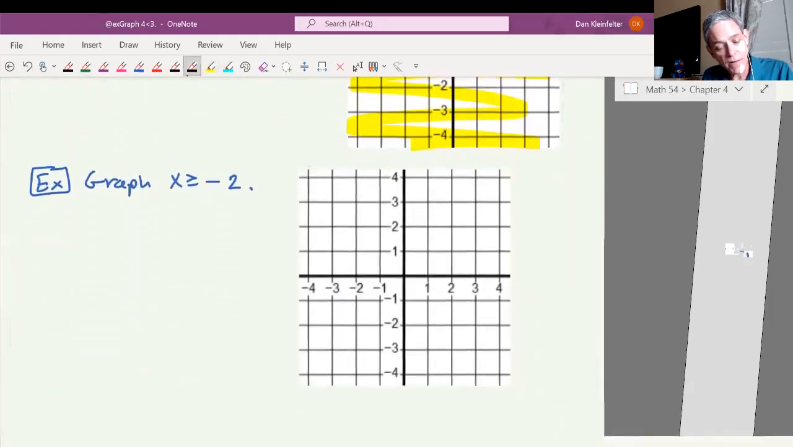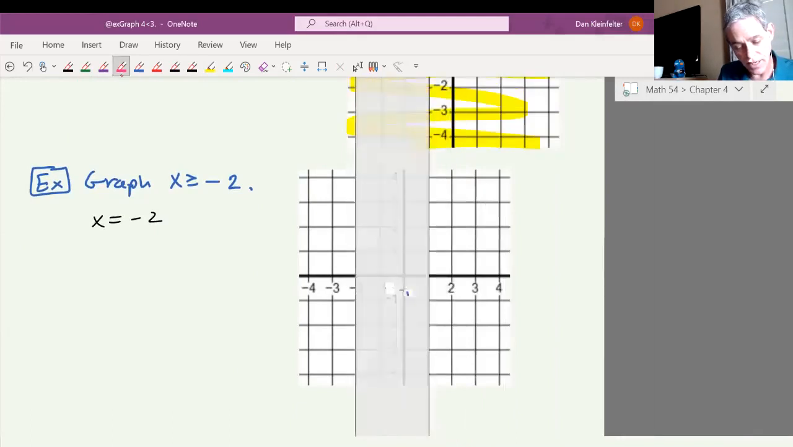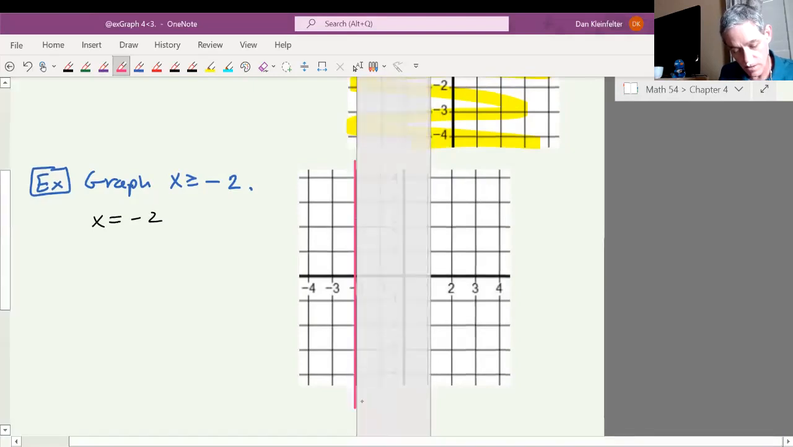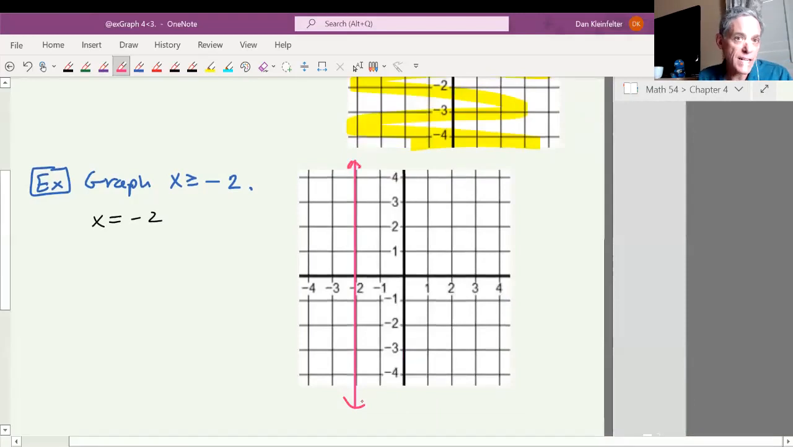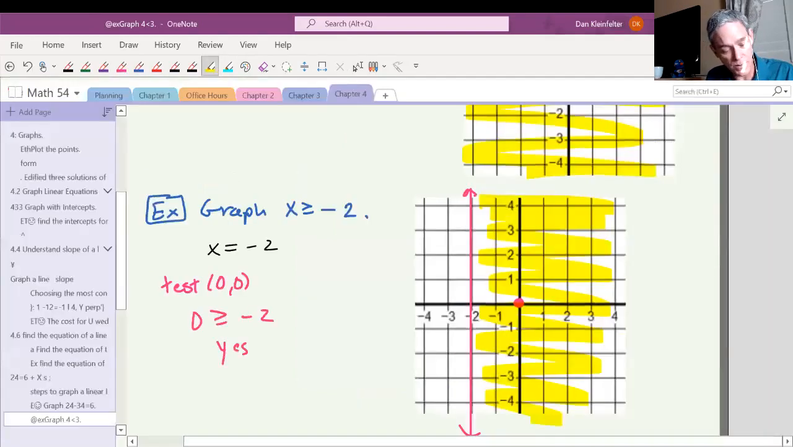Okay, x is greater than or equal to negative 2. x equals negative 2. That's a vertical line that passes through negative 2. And then again, I have to decide whether we should shade on the right or left of that line. I'm going to test the origin. So 0 for x. Is 0 greater than or equal to negative 2? The answer is yes. So we'll be shading that side of the line. So all the points to the right side of that line make up solutions.